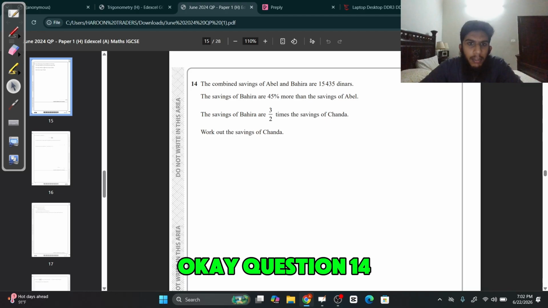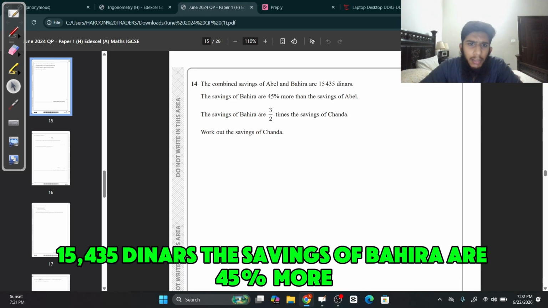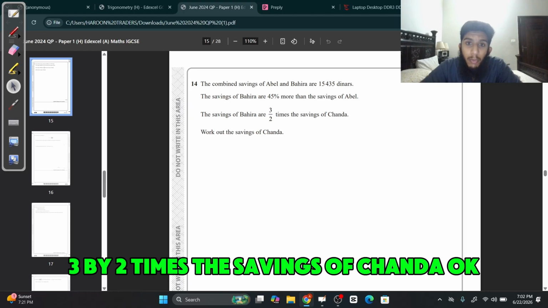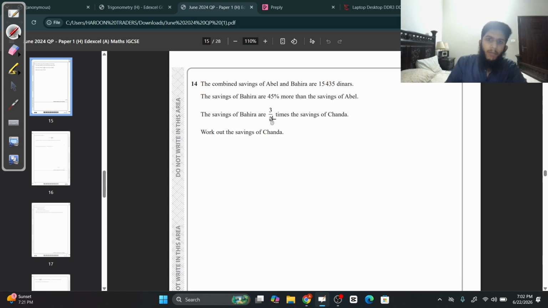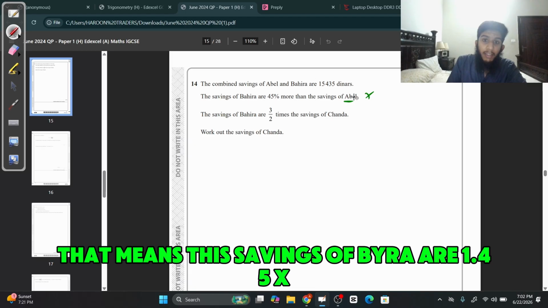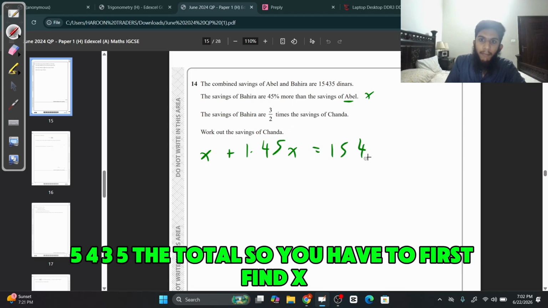Okay, question 14 says the combined savings of Abel and Bahra are 15,435 dinars. The savings of Bahra are 45% more than the savings of Abel. If the savings of Bahra are 3 by 2 times the savings of Chanda, work out the savings of Chanda. Okay, got it. Firstly, let's say the savings of Abel are x. That means the savings of Bahra are 1.45x. So x of Abel plus 1.45x of Bahra is equal to 15,435 dinars in total. So you have to first find x.